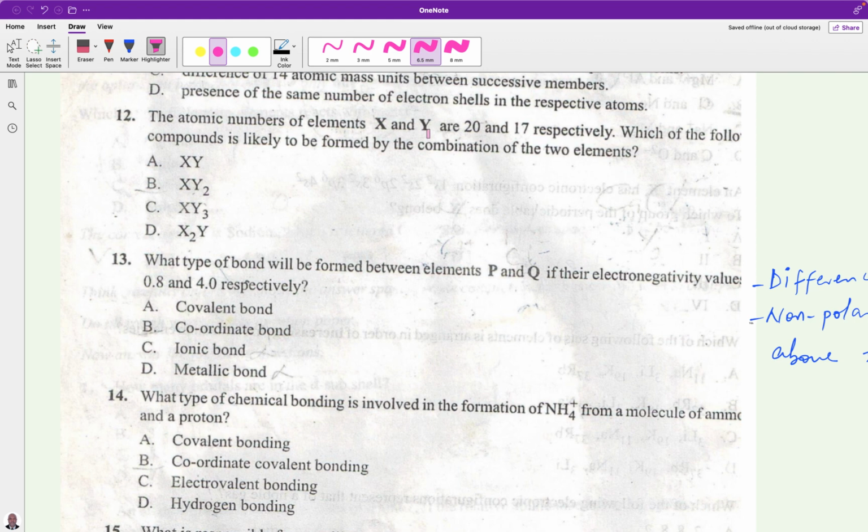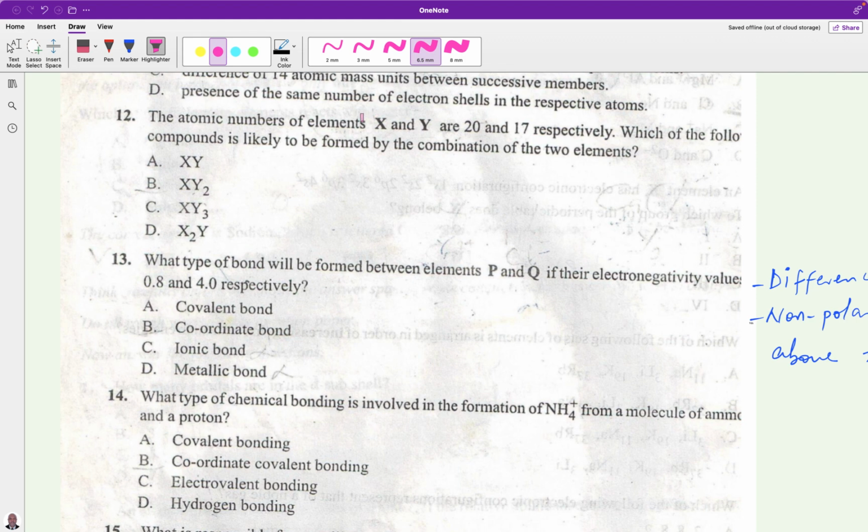Now, the one with Y is 17. 17 has 2, 8, 7. This one has a charge of -1. So Y has a charge of -1, and X has a charge of +2.